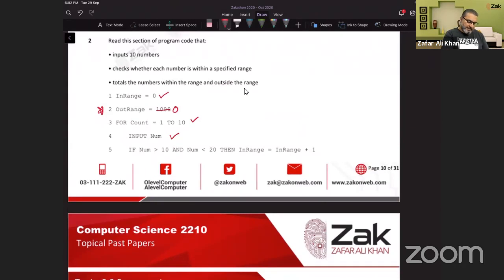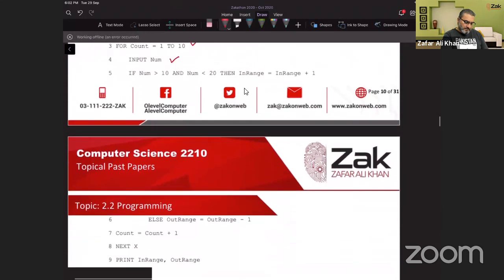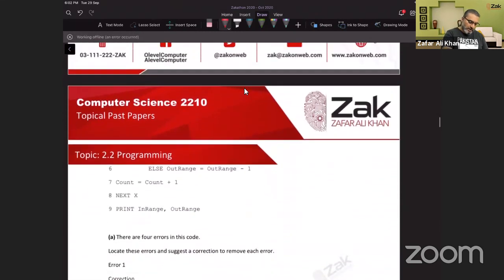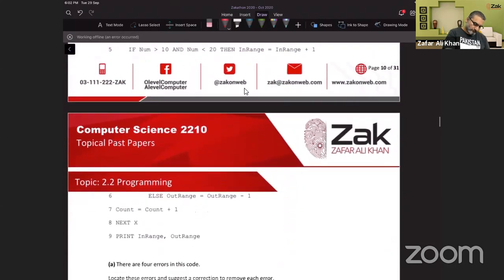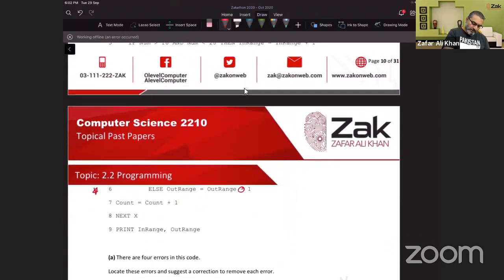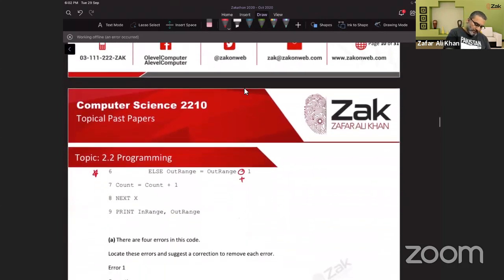If number is greater than 10 and number is less than 20, then in range is equal to in range plus 1. This is absolutely correct. Okay. And else outrange is equal to outrange plus 1. This has to be outrange plus 1. Count is equal to count plus 1. In for next, we don't need count is equal to count plus 1.